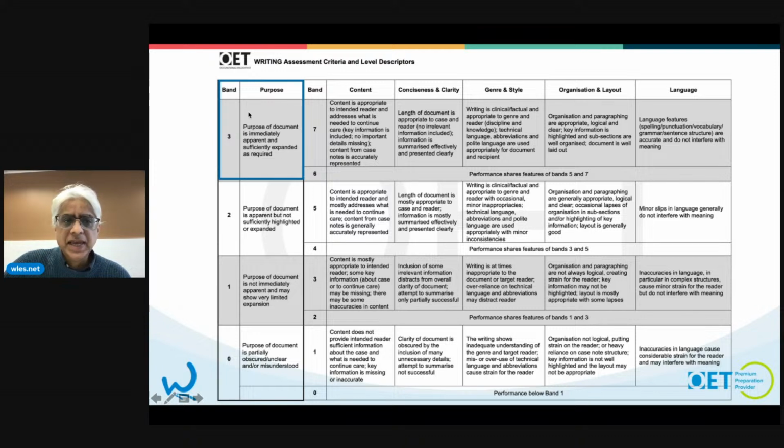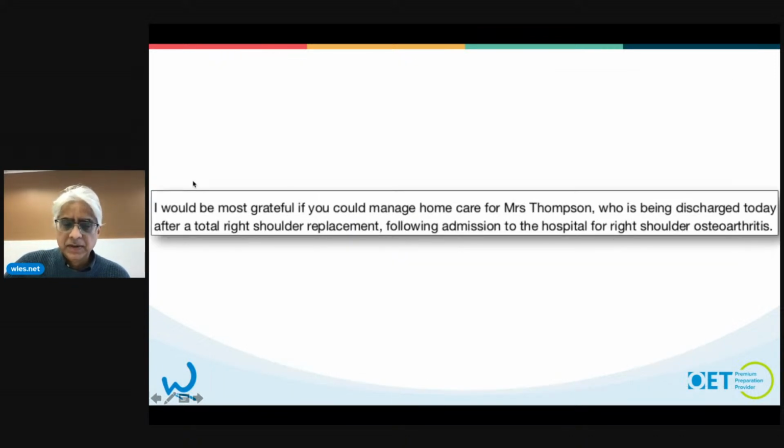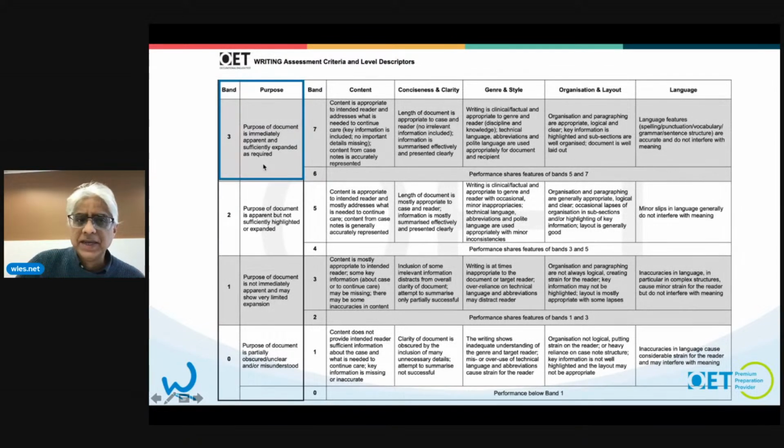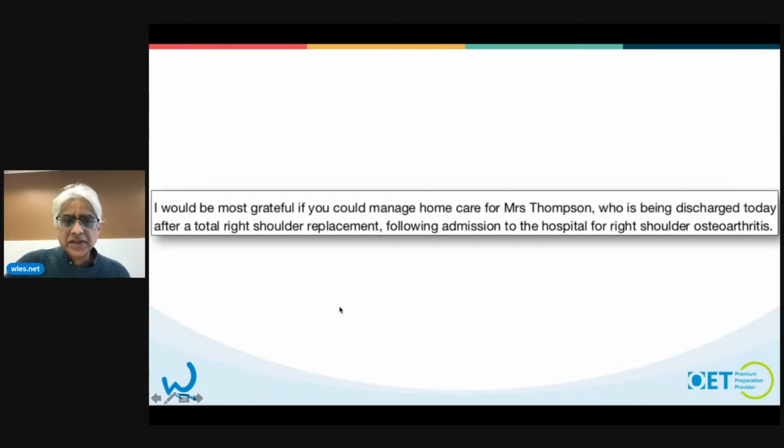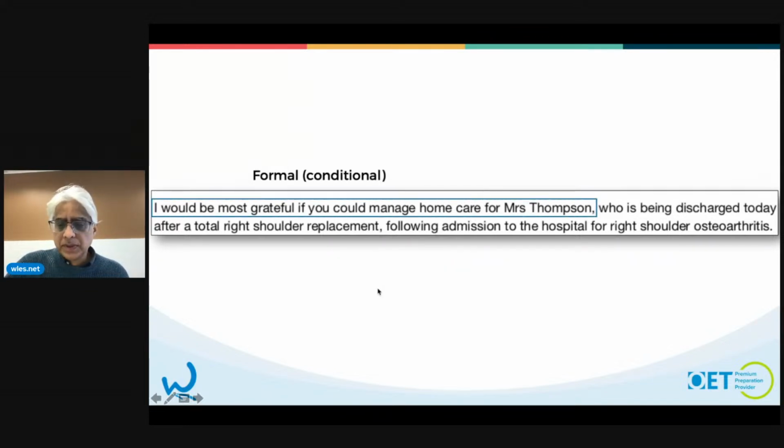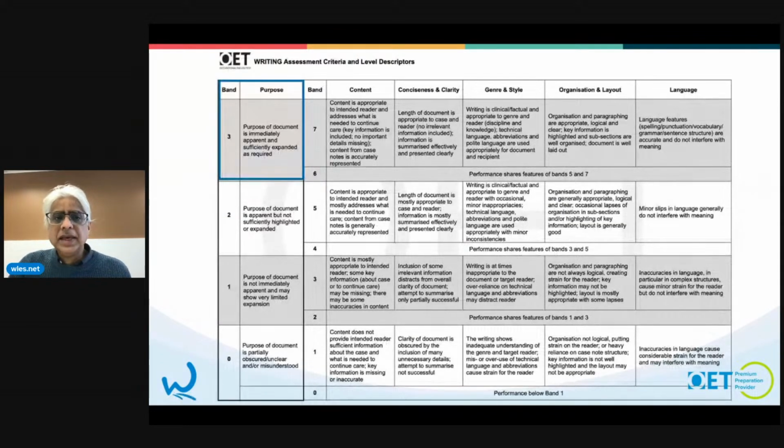Okay, and you can see here it says something about the purpose. It says purpose of document is immediately apparent and sufficiently expanded. So you must state the purpose of the letter immediately to get the 3 marks. But to get the 3 marks, you must make sure you write about the purpose in the main body of your letter. So you must state it in the introduction, and then you need to write about the purpose to get the 3 marks.